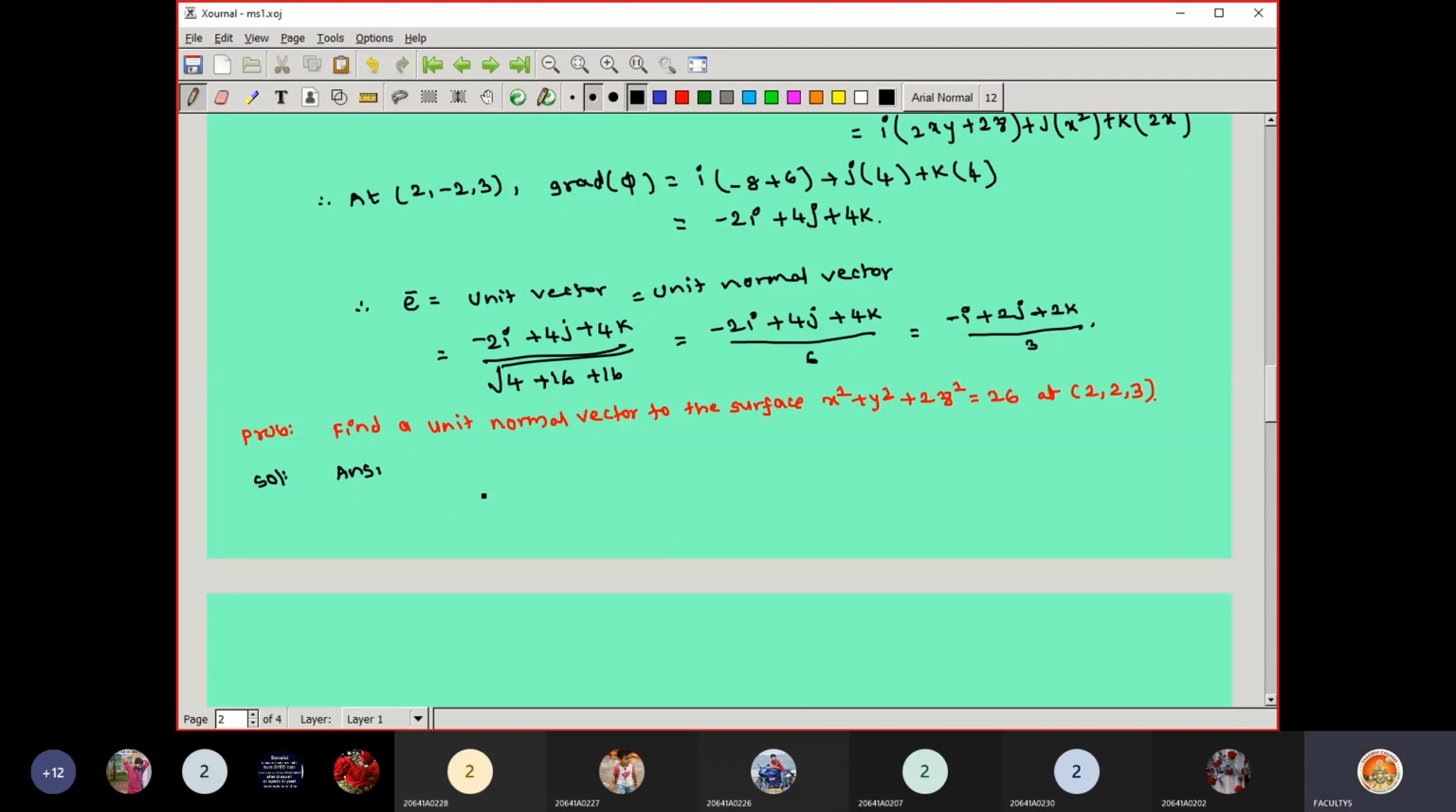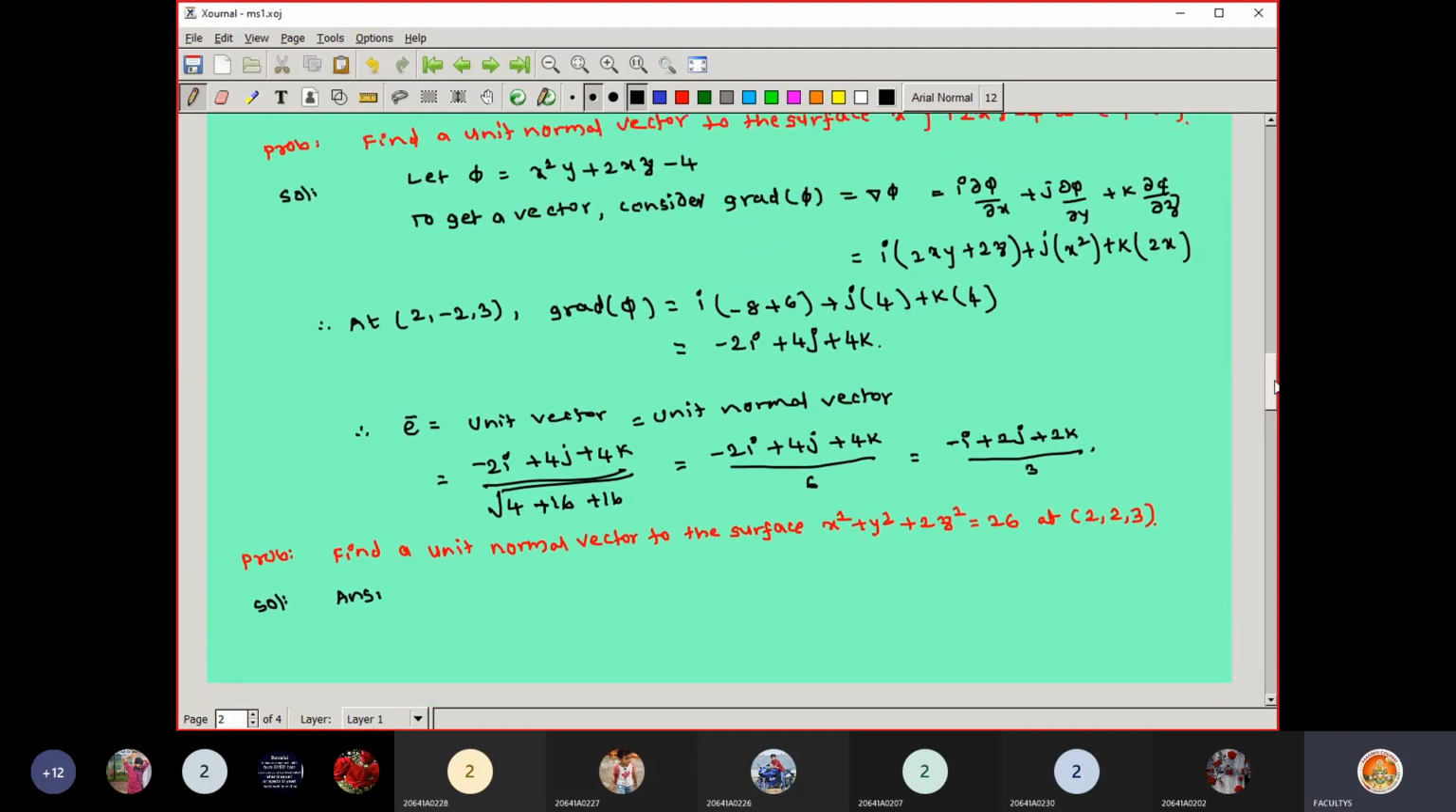For the given scalar function, you denote it with some phi, because in order to get the unit vector, you need a vector. So that scalar you convert into a vector by applying the gradient. Once the vector is available, you can find the unit vector.